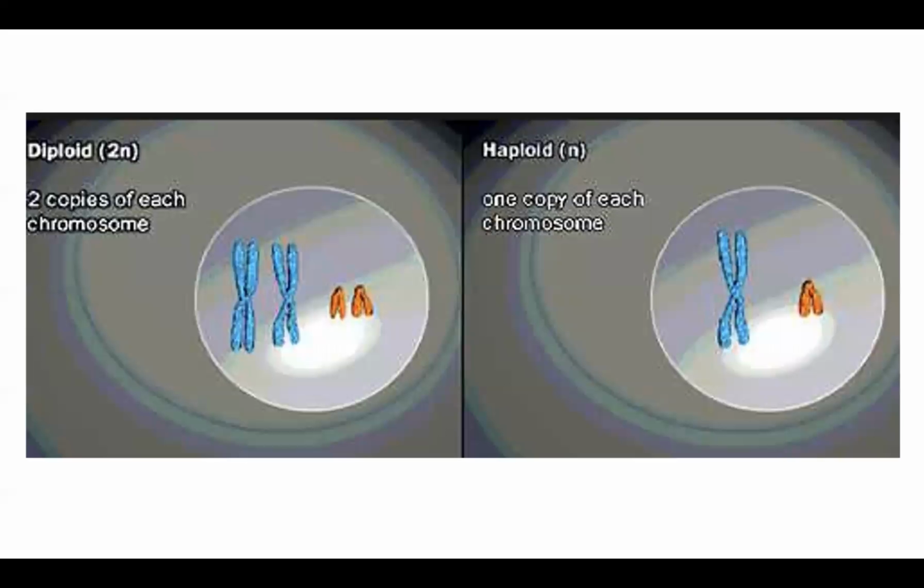So what we're seeing here again is that the diploid number will be 2 times the number of chromosomes present for that organism or individual, whereas the haploid number is just N. Diploid means we have 2 copies of each type of chromosome present in this organism, whereas haploid, we have 1 copy of each chromosome. Make sure you have that in your notes.